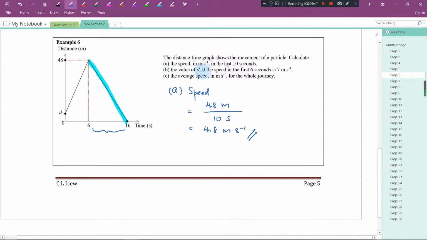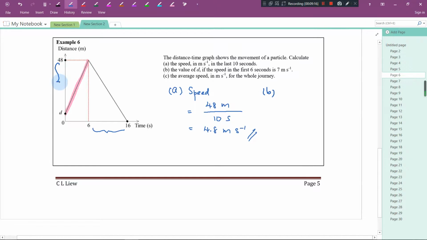The value of D if the speed in the first 6 seconds is 7 meter per second. The speed here is 7 meter per second. So what is the value of D? Okay, we try to think. How do we get the speed for this part? We take the total distance travel divided by the total time taken, right?